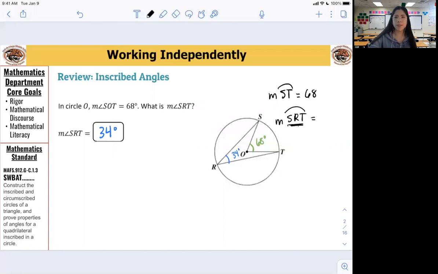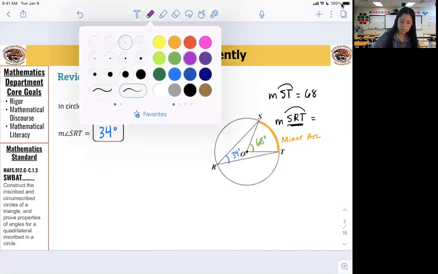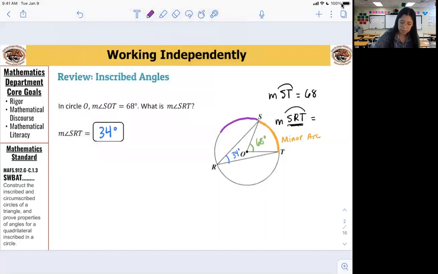So let's quickly, what is arc SRT? If this is arc ST, that's my minor arc. What's arc SRT? The major arc. So SRT is all of this. So if you think about it this way, let's see if we can come up with the right answer this time.